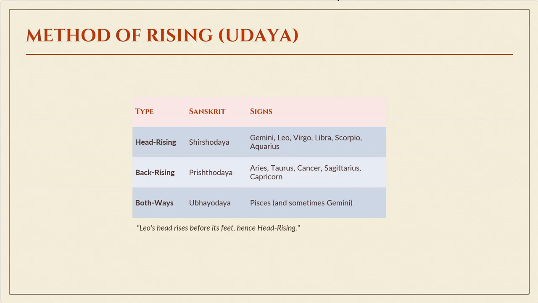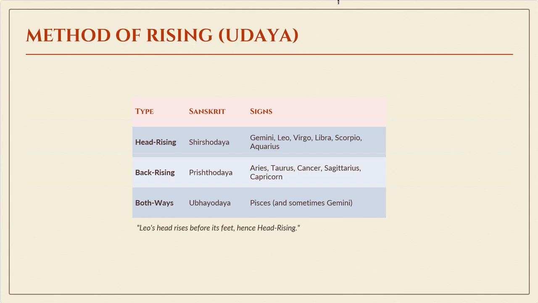So let's say a planet Mercury is in a head rising Rashi and you are running Mercury's dasha, so that dasha will give you more results towards the first half because it is head rising. If Mercury is in a Rashi which is tail rising, it will give you results later on.